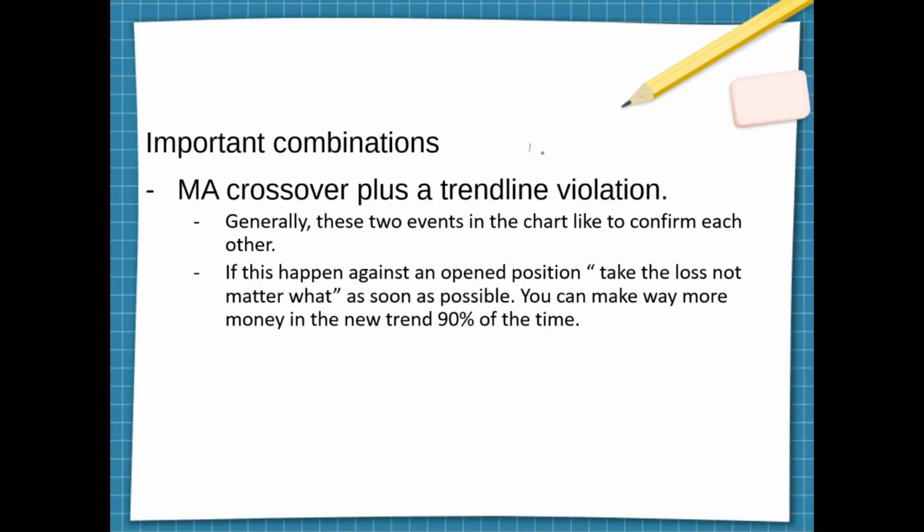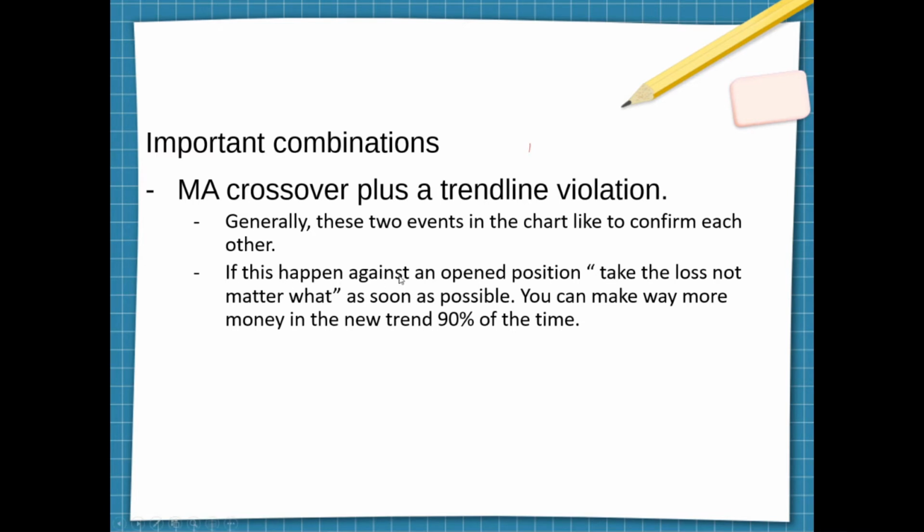All right. Now, an important combination. Moving average plus a trend line violation. This is the first one we're gonna look for. Generally, these two events like to confirm each other. And very interesting, guys, if you have two of these things, they talk. If they're telling you the same thing, you're supposed to pay attention to that.